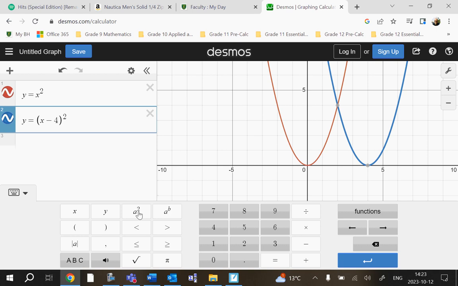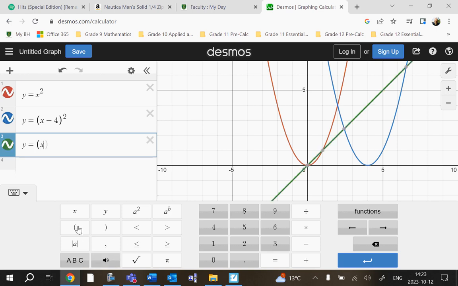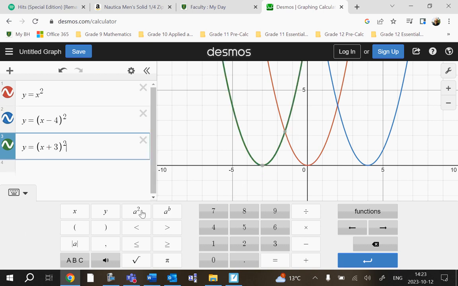So the minus 4, you may think minus 4 should move it left, right? Because left is negative. It's actually the opposite. If it's minus, it moves to the right. If it's plus, it moves to the left. So if I said x plus 3 squared, it moves it to the left. Okay? Why does it do that? Because it's in subtraction form.